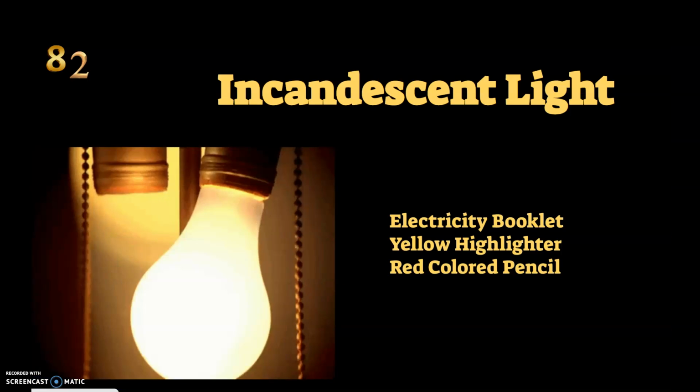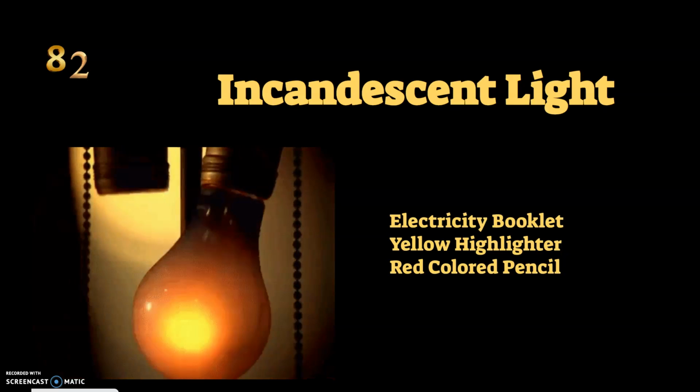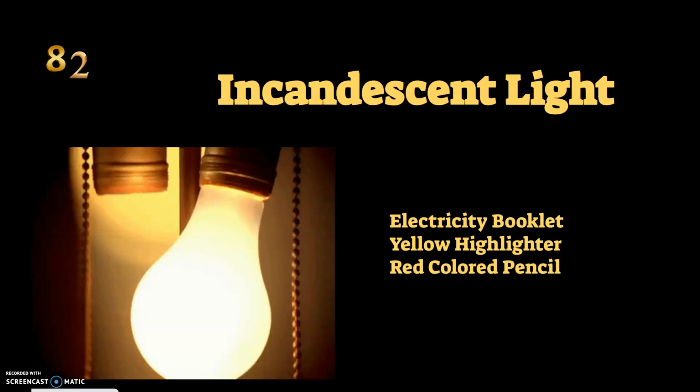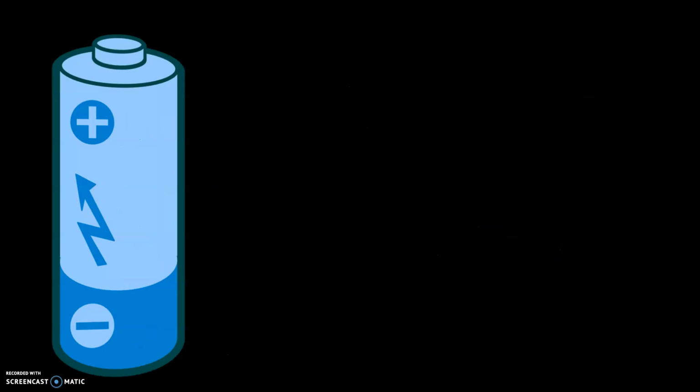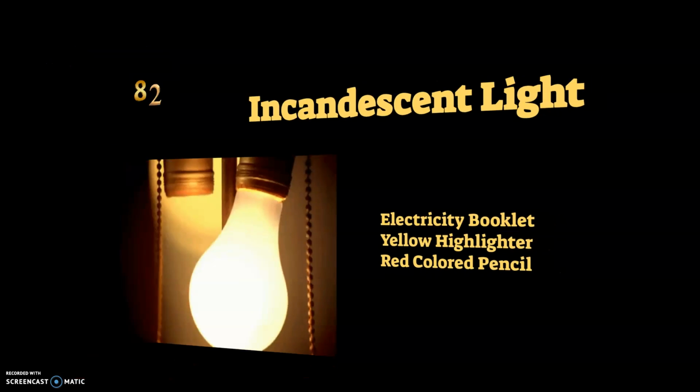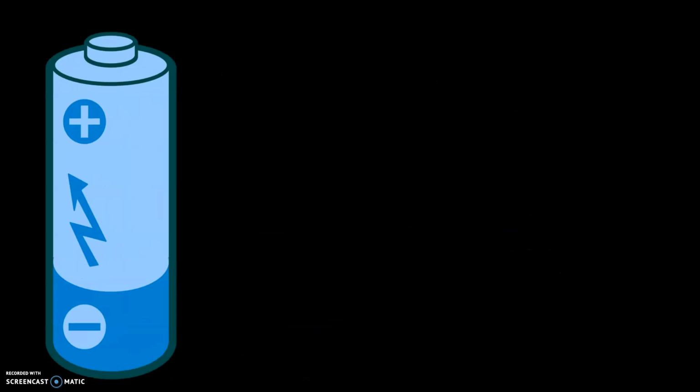Today's lesson is lesson 82 on incandescent light. You will need your electricity booklet, yellow highlighter, and red colored pencil. Now open your booklet to page 6.